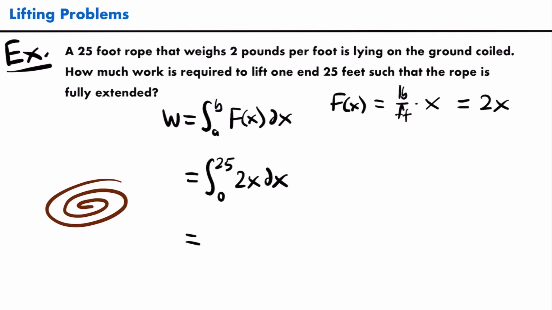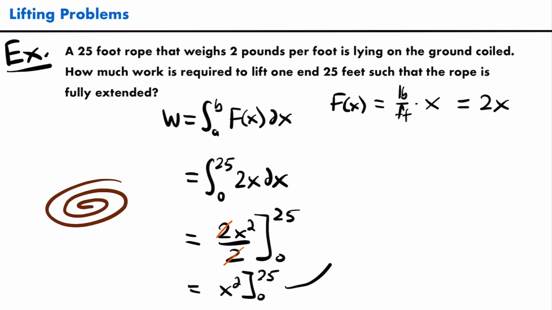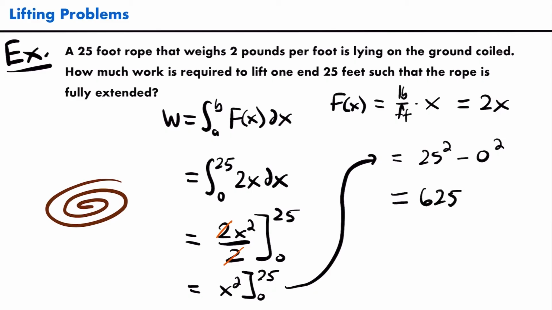And so this will be equal to 2x squared divided by 2 evaluated from 0 to 25. Right, we just used the power rule of integration. We added 1 to the exponent and then divided by that new exponent. And then these 2's are going to cancel. And so this is equal to x squared evaluated from 0 to 25, which if we evaluate that, it will be equal to 25 squared minus 0 squared. And that will be equal to 25 squared, which is 625 minus 0.